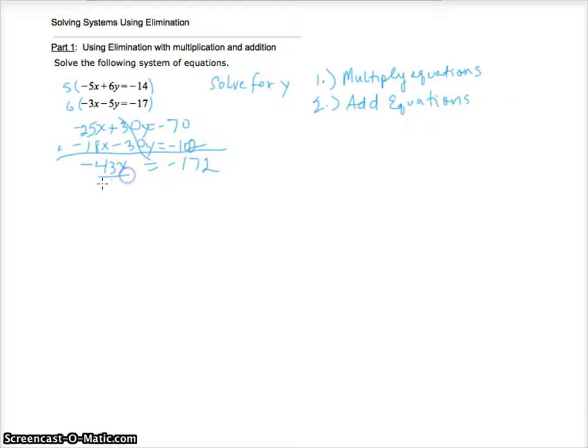Now I can solve for x. I've got negative 43x equals negative 172, so x is going to be negative 4. And I misspoke earlier. What we're actually doing up here is canceling y. We want to cancel y, so we're solving for x. So now that I know x, I'm going to use my variable to solve the rest of the equations.